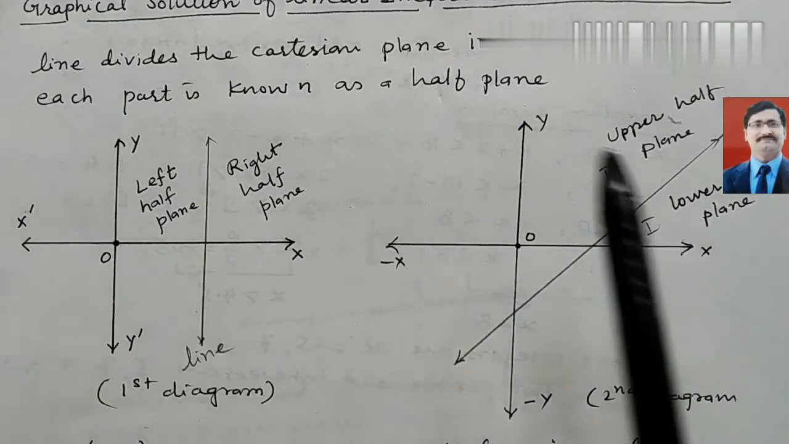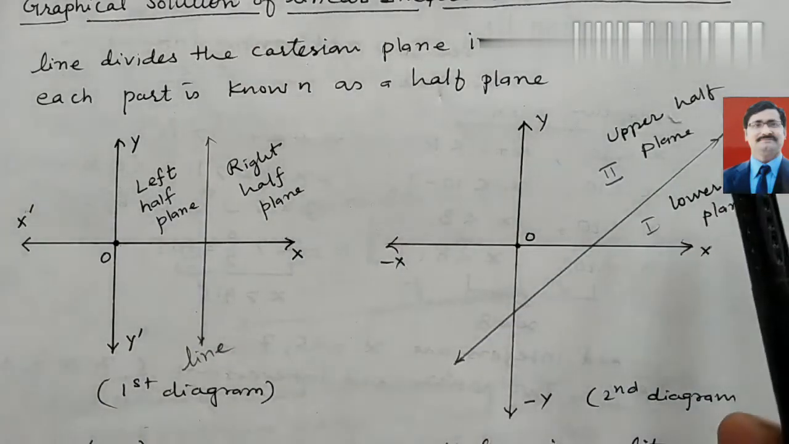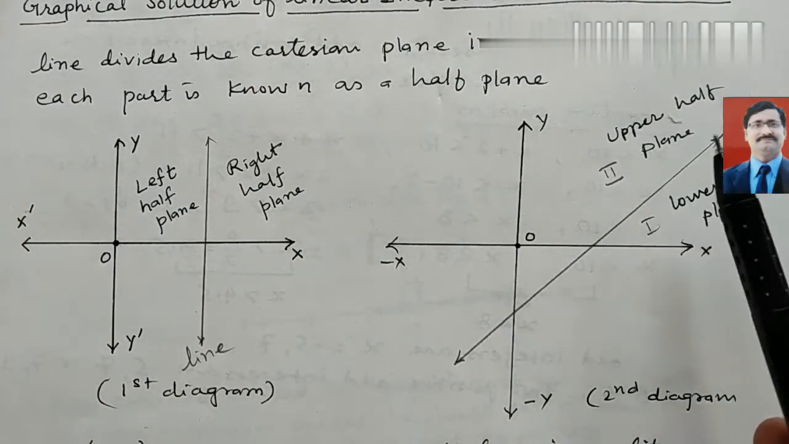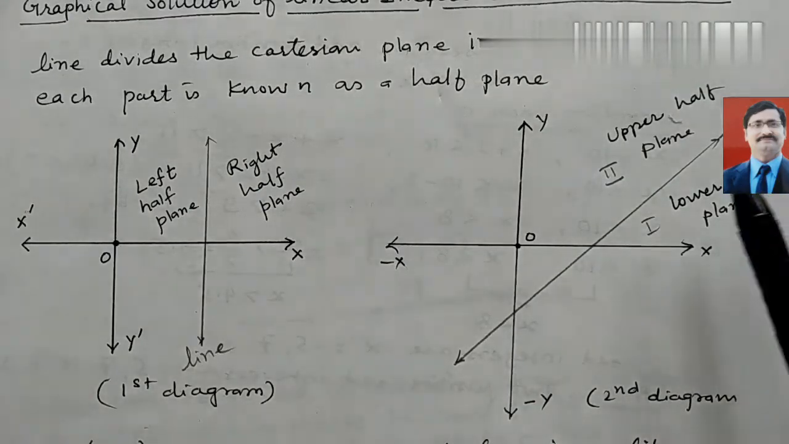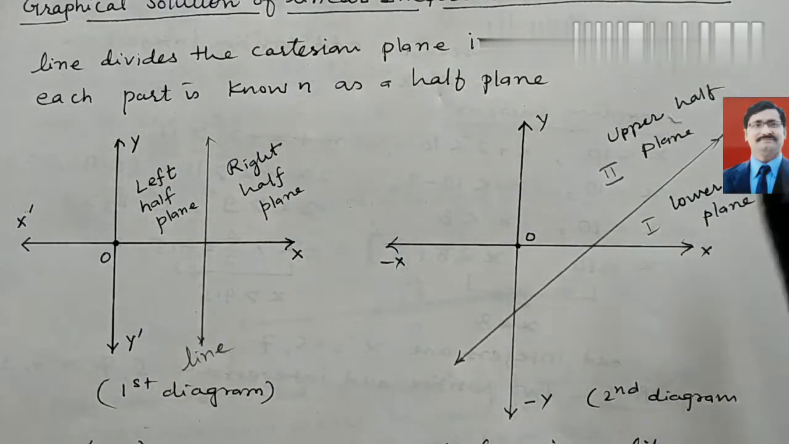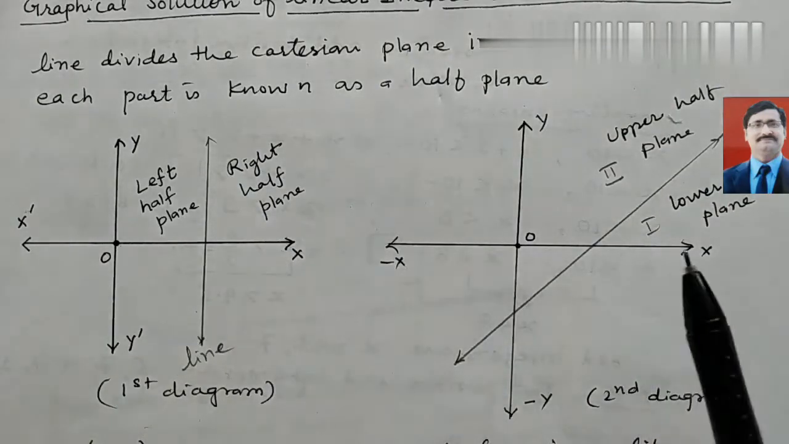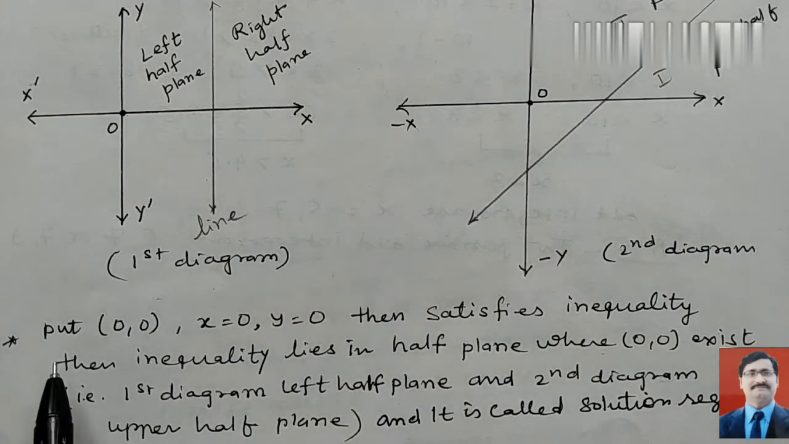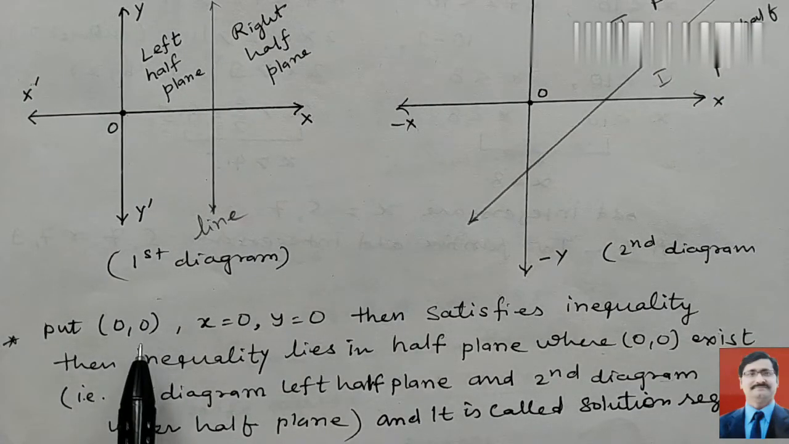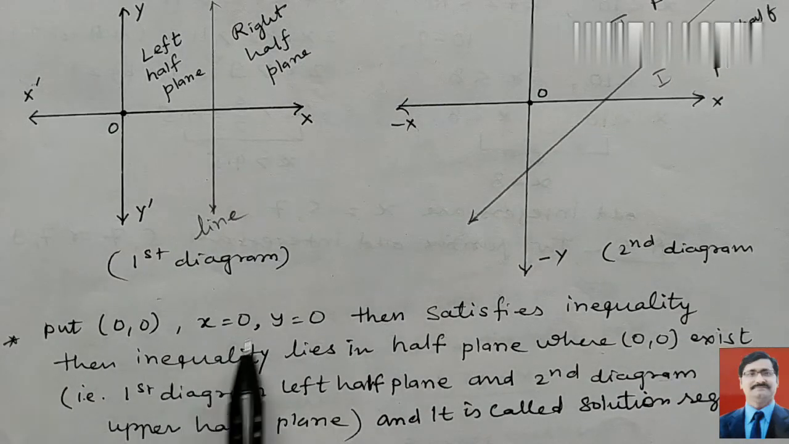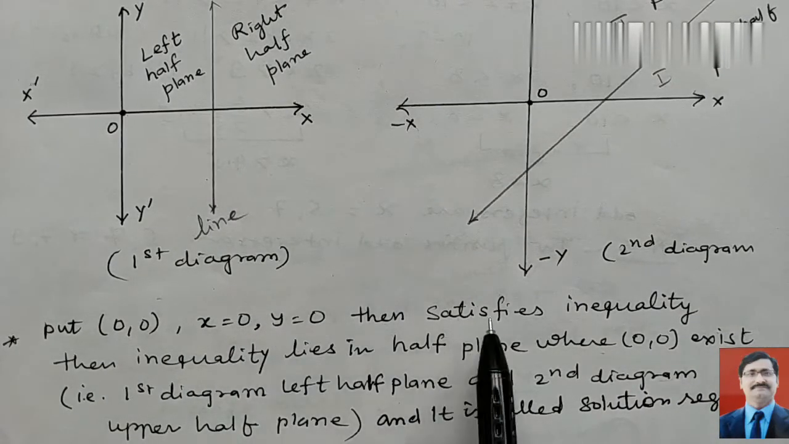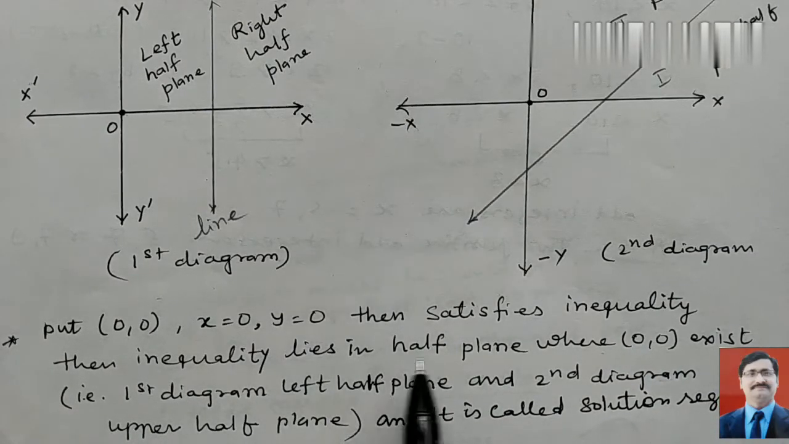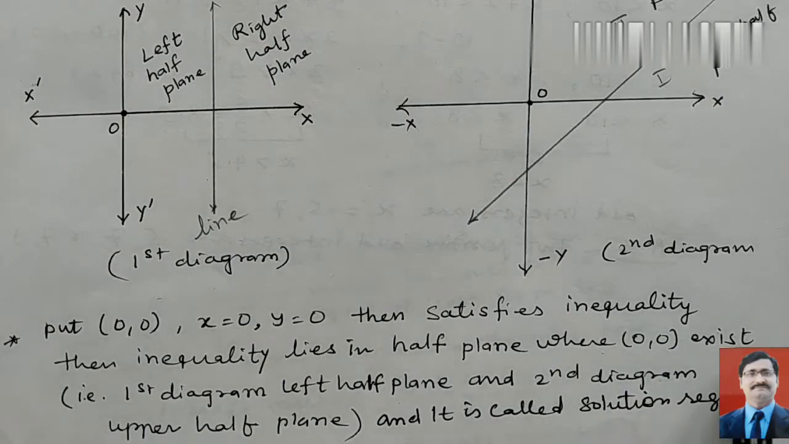Similarly here, this is the x-axis and y-axis, and this is a line, and the upper part is called the upper half plane, and the downward part is called the lower half plane. So in both cases this line divides the plane into two parts. Look here, in the inequalities we will put (0, 0), meaning x equal to 0 and y equal to 0, and check whether it satisfies the inequality. Then the inequality lies in the half plane where (0, 0) exists.